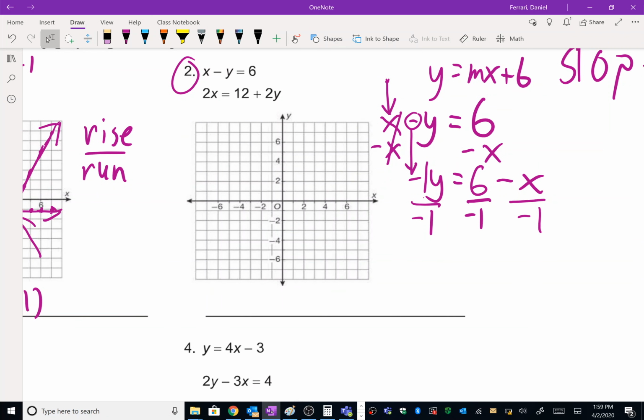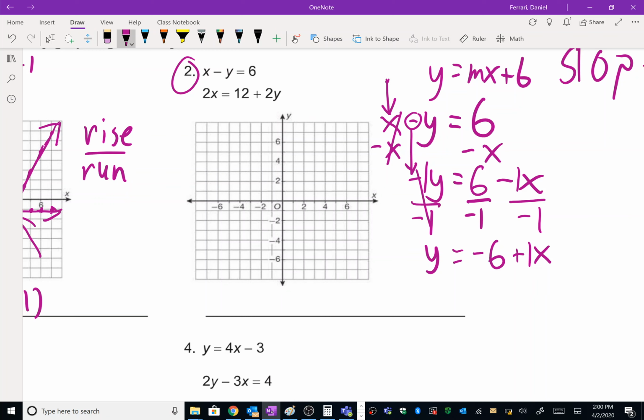So that's going to leave me with positive 1y, because a negative divided by a negative is a positive. Positive 6 divided by -1: a positive divided by a negative gives me a negative, so this is going to be -6. And in this case, this is basically a -1, kind of like the same reason why negative y was -1y over here. -1 divided by -1 comes out to positive 1. So that just means it's going to be plus x, or plus 1x if we want.